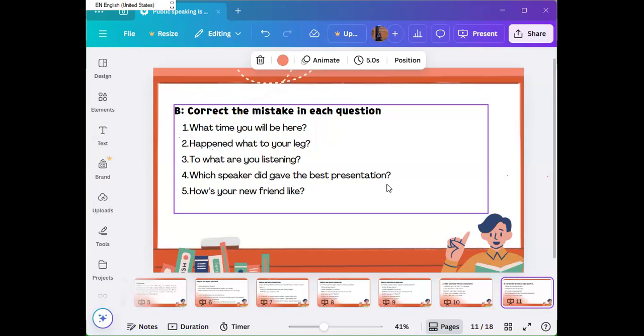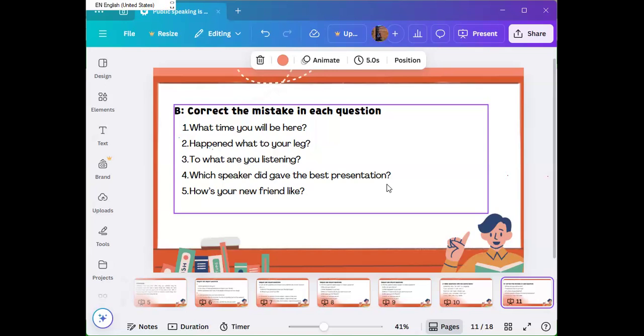Here, I don't mean like a title, I mean look alike, look like. How like your new friend? Actually, with this one you can change the word. You can change the word. How do you, how did your new friends like? How does your new friend like? Maybe I will give some point or hint.